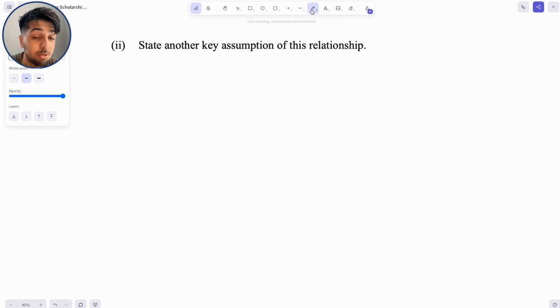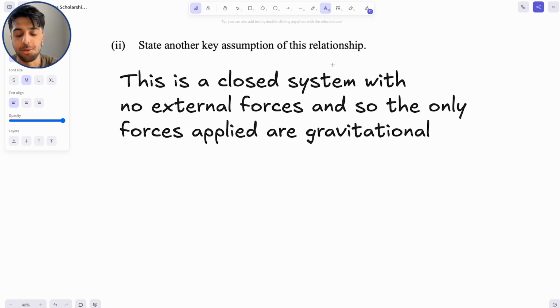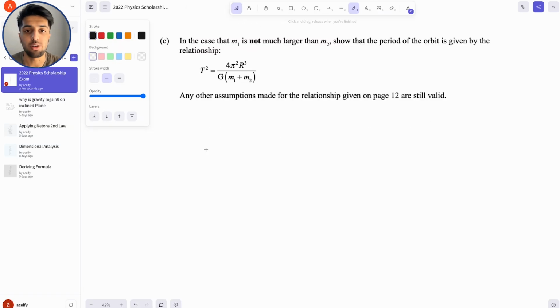State another key assumption of this relationship. This must be a closed system with no external forces, and so the only forces that are applied are gravitational. There we go. Okay, question 4c.